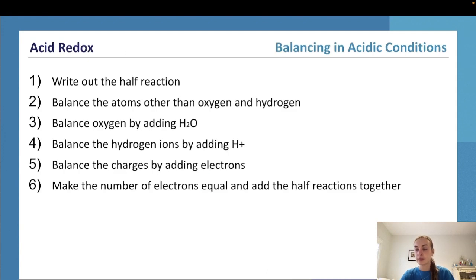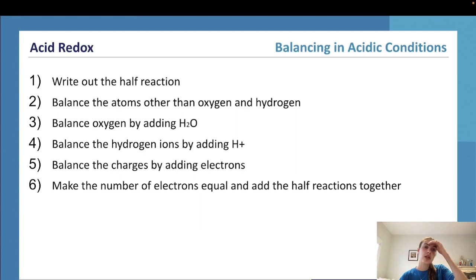So now we need to look at how we balance in acidic conditions. Balancing in acidic conditions is the main condition type which you need to understand. For this, you'll see some places have how to balance in basic conditions, but for the sake of this syllabus and for Unit 3 and 4, you only need to know how to balance in the acidic conditions, not the basic conditions. So these are our main steps for balancing in acidic conditions.